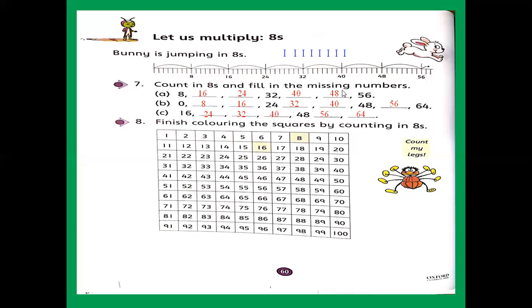Okay. Now finish coloring the squares by counting in eights. Look at this one: 1 is written inside a square. It is a box, as you can say, a square. Color the box, not all, only those containing eights. You count eight, and the ones which come in the table of eight, you only color those squares, those boxes.